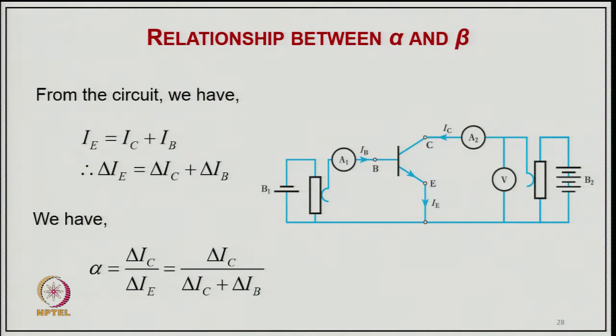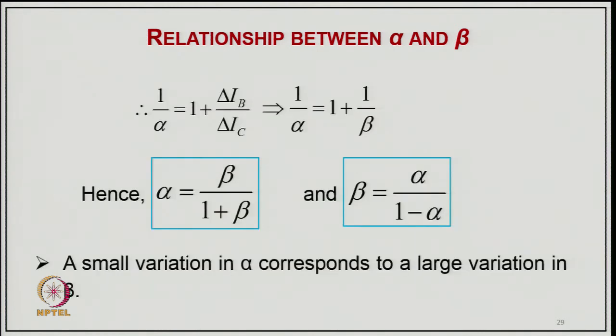Now from this circuit, the emitter current is the sum of the collector plus base current, or delta IE is equal to delta IC plus delta IB, and we have alpha equal to delta IC upon delta IE, that is, delta IC upon delta IC plus delta IB. So, this gain is certainly less than 1, because delta IC appears in both, and delta IB, even if it is small, will cause alpha to be less than 1. And you can put it as 1 upon alpha equal to 1 plus delta IB upon delta IC, or 1 upon alpha equal to 1 upon beta plus 1.